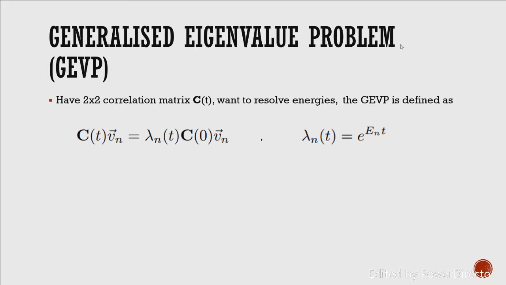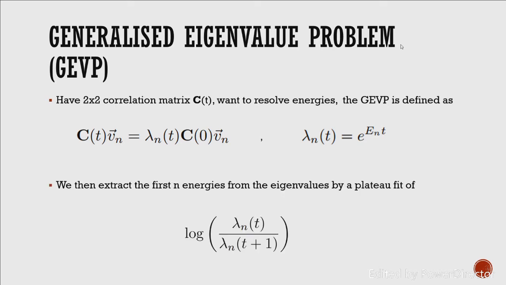The generalized eigenvalue problem is the standard method of extracting the energies from the correlation matrix. The eigenvalues contain the energies, and the lowest states can be extracted by a plateau fit of the log of the ratio of the eigenvalues at consecutive time slices.